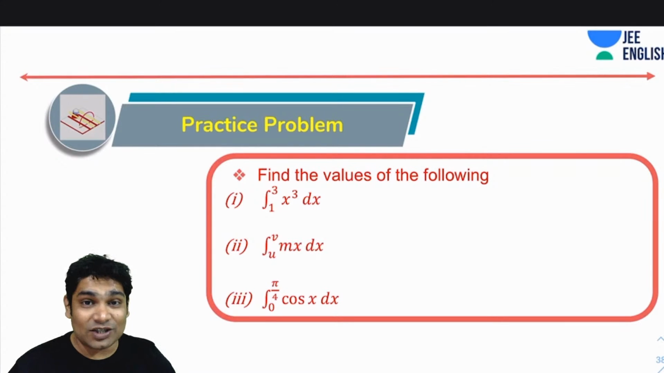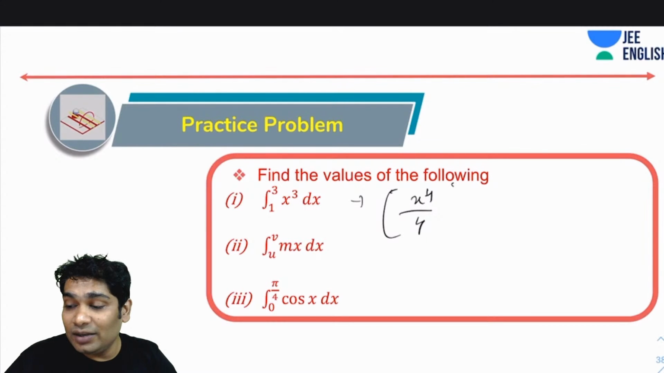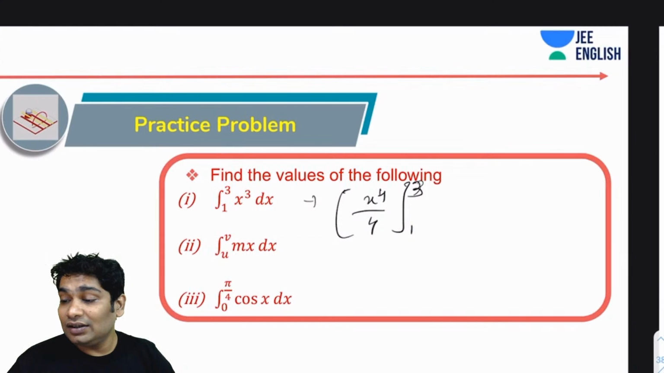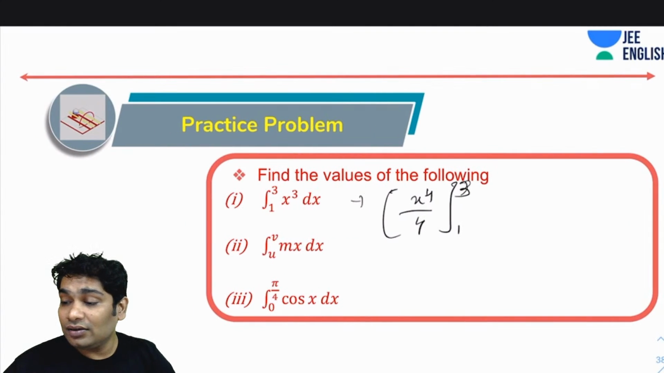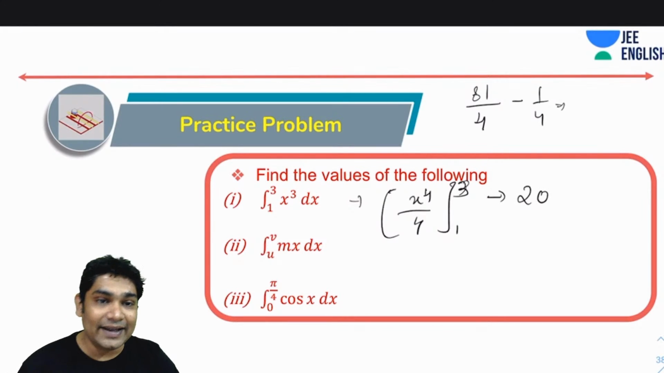So let's quickly go over these three problems. These are the last three problems of today. Okay, let's see. The integration would obviously be x to the power 4 over 4, with limits going from 1 to 3. That will give me 3 to the power 4, being 81, so 81 over 4 minus 1 over 4. So 80 over 4, that is correct. The answer is 20.